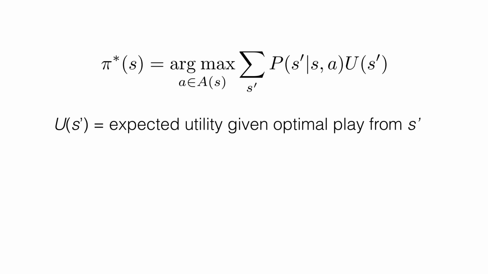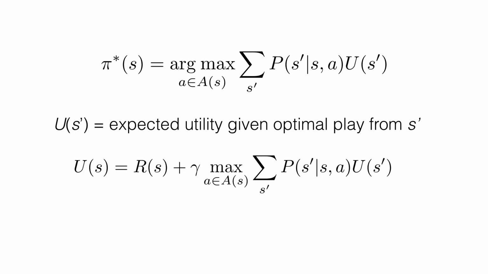If we want to compute this policy, we start out with the idea that we want to play optimally. We want to think about what happens if we play optimally, but we don't know how to play optimally. If we did, we'd be done. We wouldn't need to compute anything. So another way of writing this down is that the utility is the reward of the state plus the discount factor times the maximum expected utility moving forward.